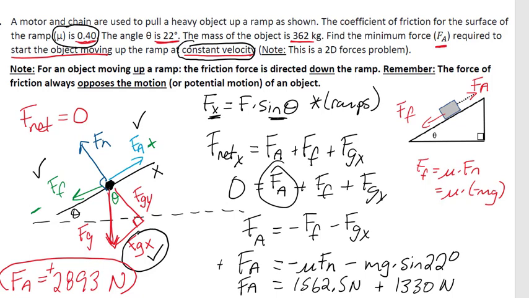We got a positive answer for the friction force, which tells us that in this case, when we have an object on a ramp, we have friction and the applied force. The friction going down the ramp would be negative. The applied force has to be, the magnitude has to be, at least equal and opposite.